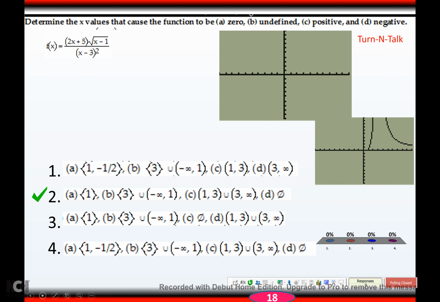come on, number 2. Alright, so if I look at this, they want my zeros. Well, my zeros are going to be when my numerator equals 0. So, both of those. Minus 5 divided by 2, negative 5 halves, which is about negative 2.5. That's going to be a 0, maybe, if it doesn't get eliminated. Square, square, x minus 1 equals 0, add 1, x equals 1. I got another 0 at 1.